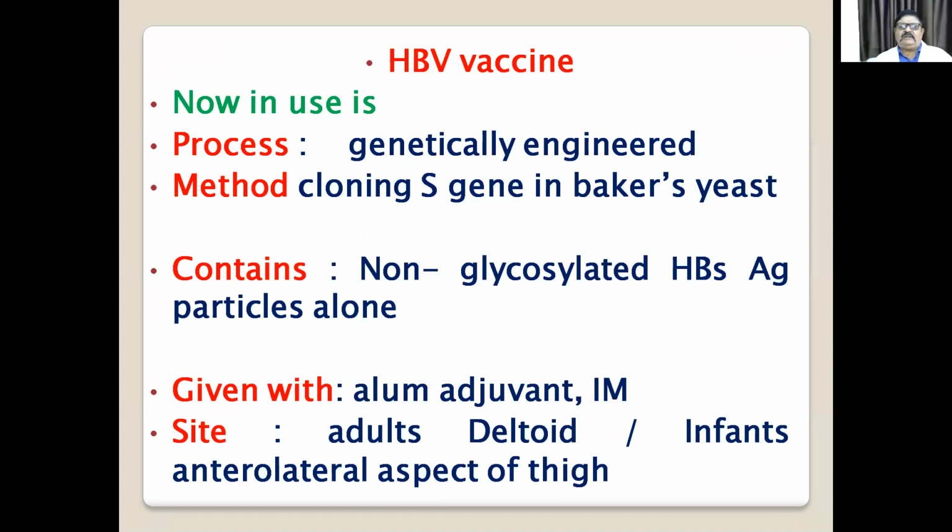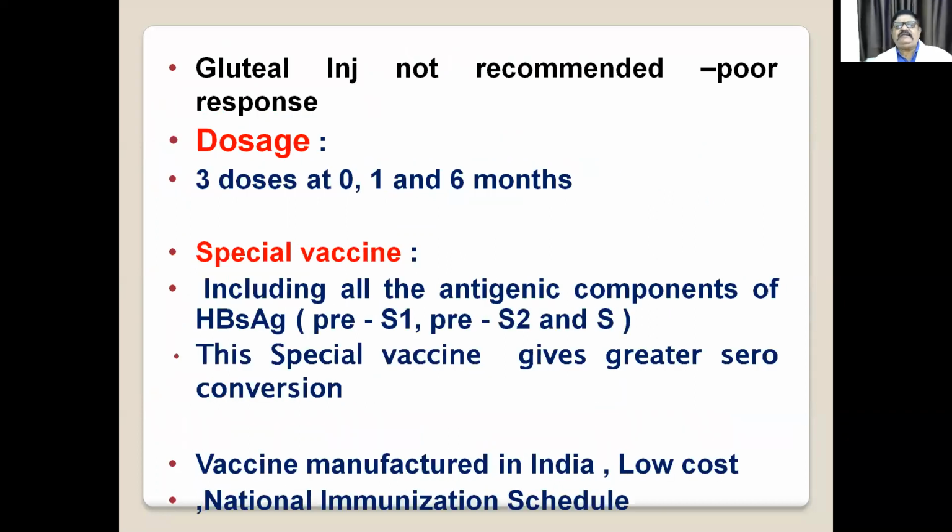So alum, that is aluminum phosphate adjuvant, is used. Site: adults, deltoid, and infants, anterolateral aspect of thigh. Usually, people prefer taking in the gluteal region. But here, you say it is deltoid in adults, and in infants, the anterolateral aspect of thigh. Gluteal injection is not recommended. Why? Poor response. So dosage, 3 doses. First is at 0, next 1 month, next 6 months.